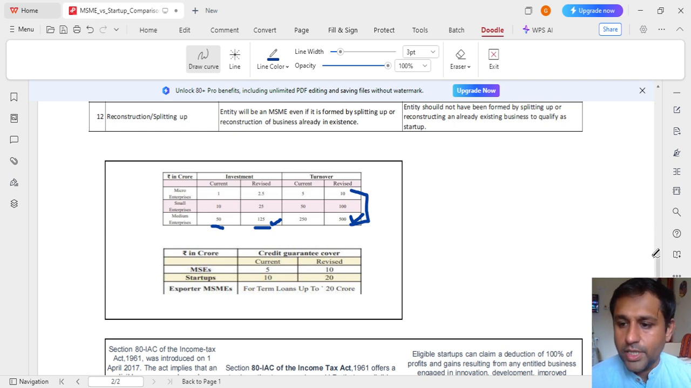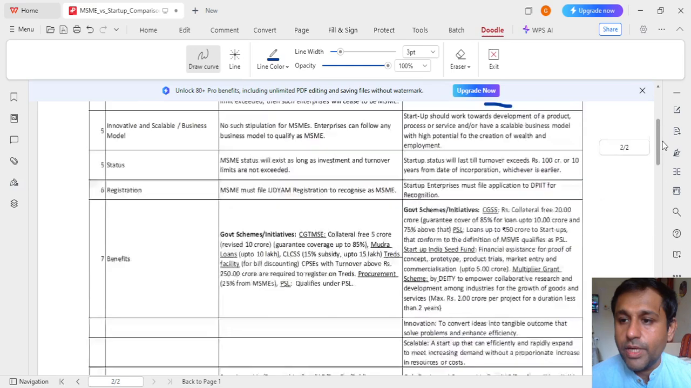So hope this is clear. And both the investment and turnover, it's not 'or', this is 'and'. You need to satisfy both the limits, then only you will be classified as an MSME.